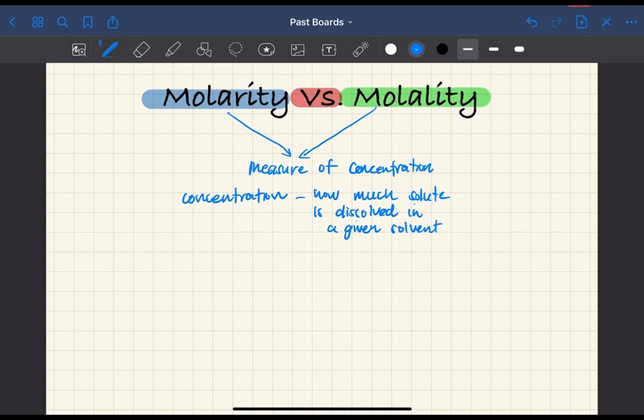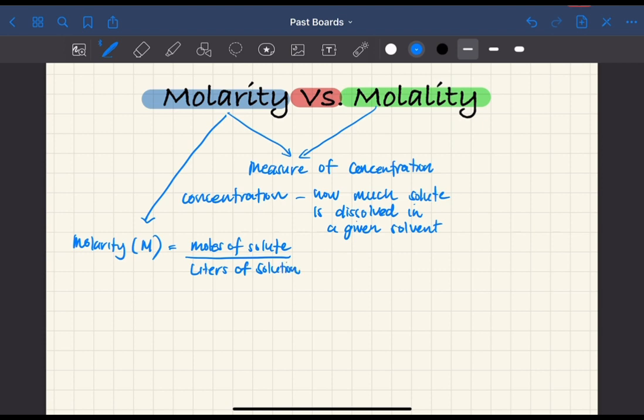Now, what are the differences between molarity and molality? So, molarity, denoted as capital letter M, is defined as the number of moles of solute divided by liters of solution. So it is moles per 1 liter of solution.